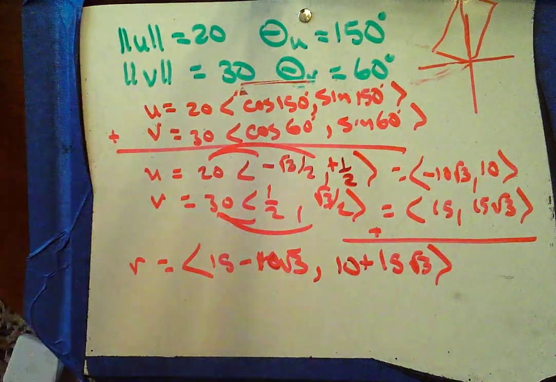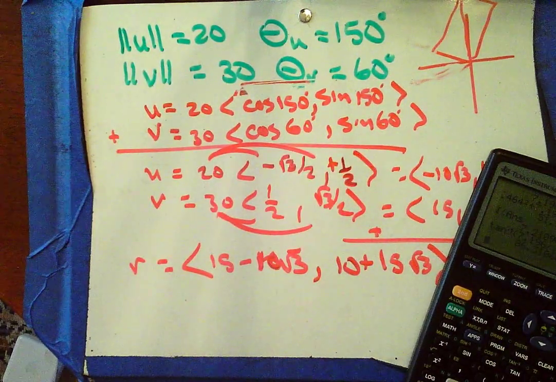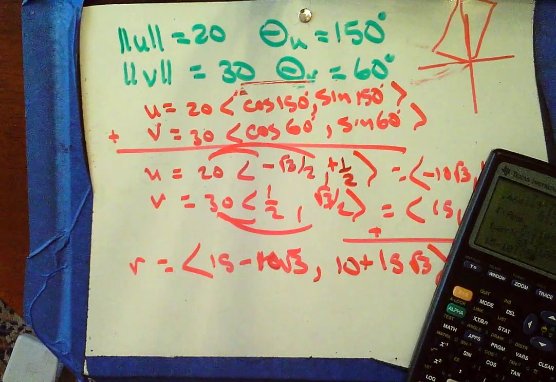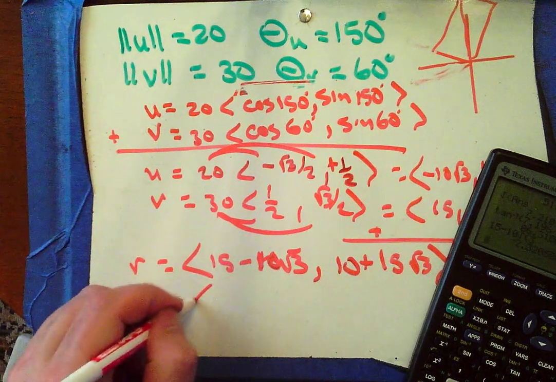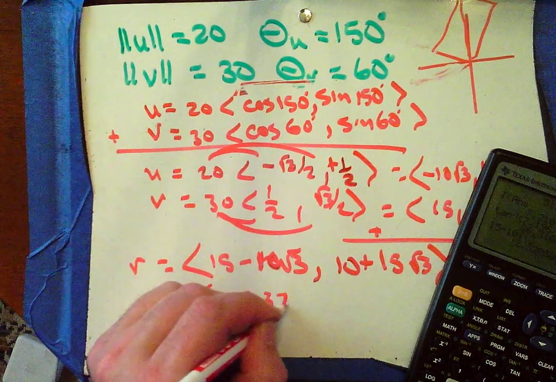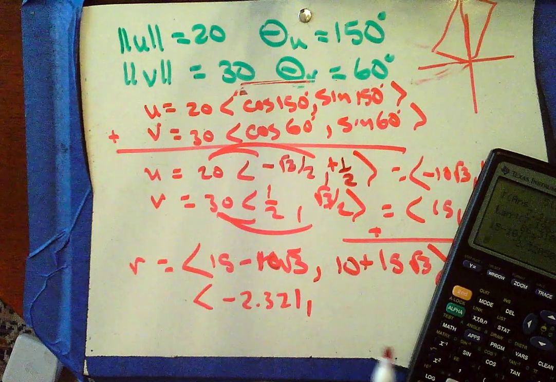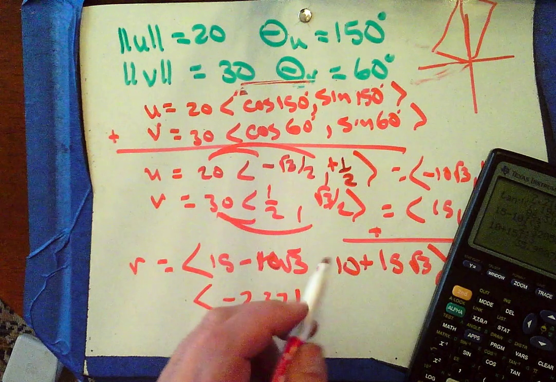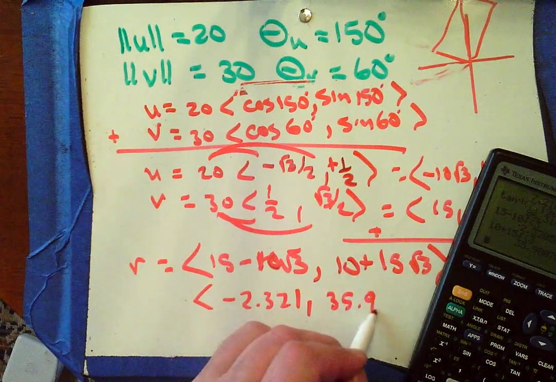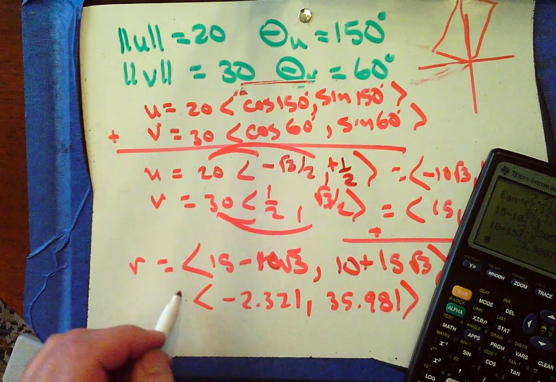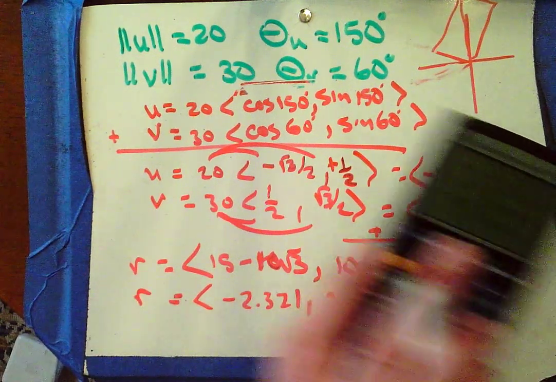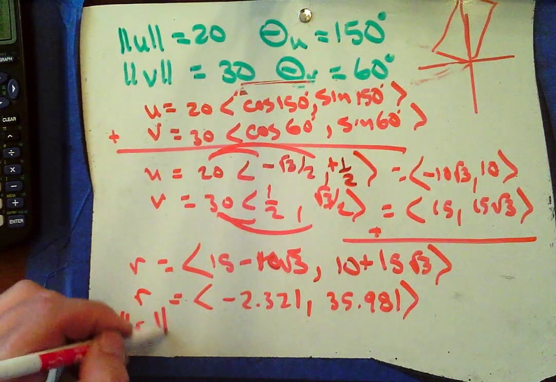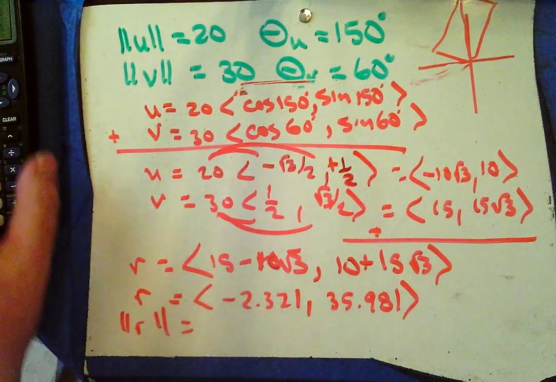Or we could decimalize everything. 15 minus 10 root 3 is negative 2.321, comma, 10 plus 15 root 3 is 35.981. So there's our resultant vector in component form. To find the magnitude of r, I'm just going to do the Pythagorean theorem with these.